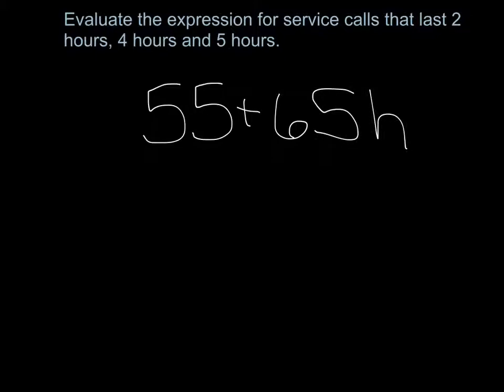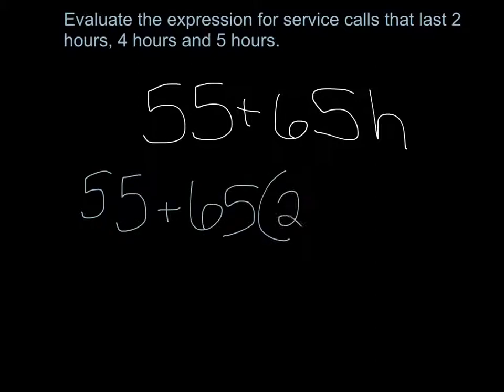So if we used the expression from previously, the 55 plus 65h, we could continue to evaluate an expression if we needed to know if somebody worked 2 hours, 4 hours, or 5 hours. You plug in those numbers for h. So the first one would be 55 plus 65 times 2. So by following order of operations, you want to start with this one doing the 65 times 2, which is 130, and then you add 55 and get 185.